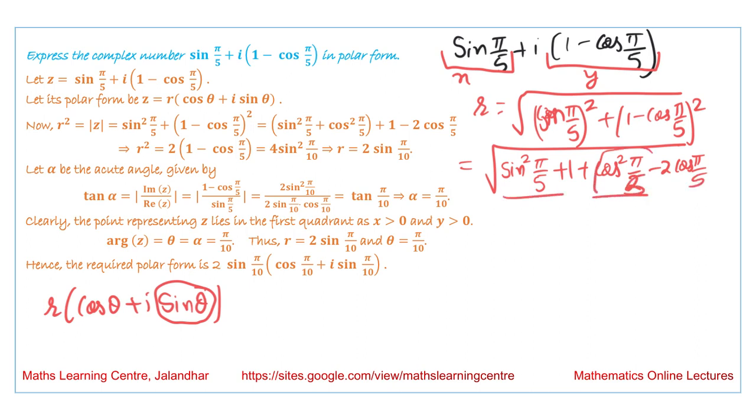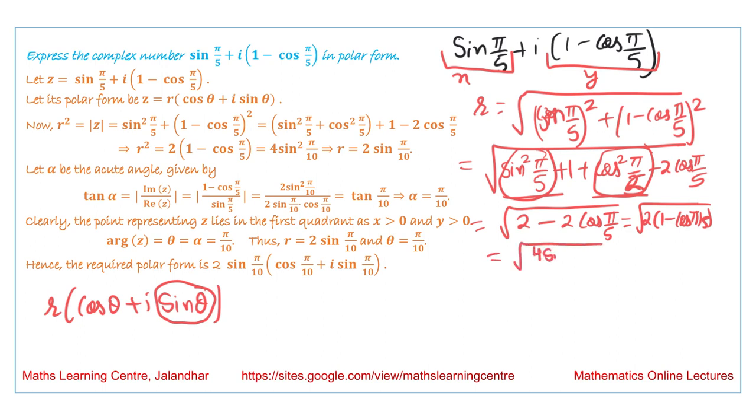This value, sin² π/5 plus cos² π/5, is equal to 1. So we get root of 2 minus 2 cos π/5. This is the value of r we are saying. So this is equal to the square root of 2 into 1 minus cos π/5, and this is equal to the square root of 4 sin² π/10, which is equal to 2 sin π/10. So we have obtained the value of r as 2 times sin of π/10.